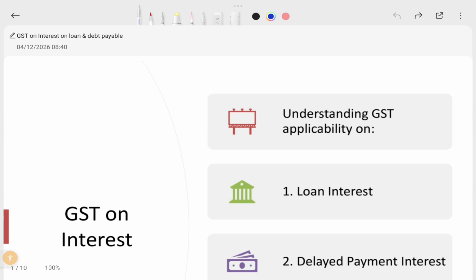So by the end of this video, you will have complete clarity on when GST is applicable on interest and when it is not.